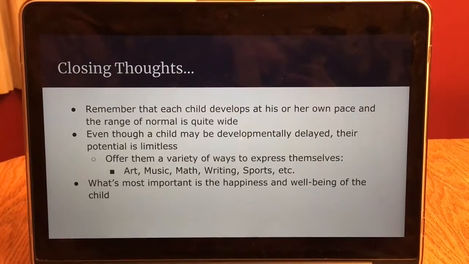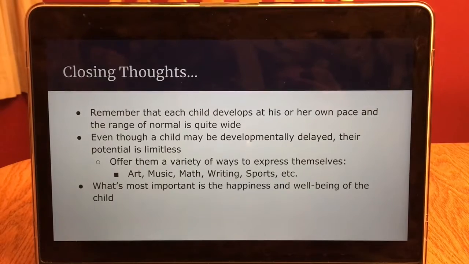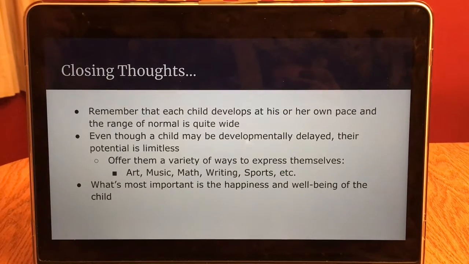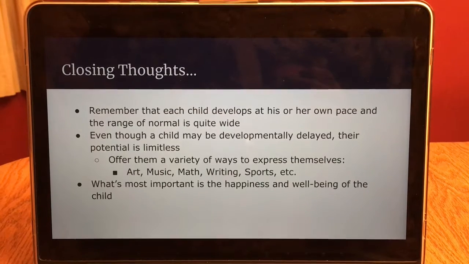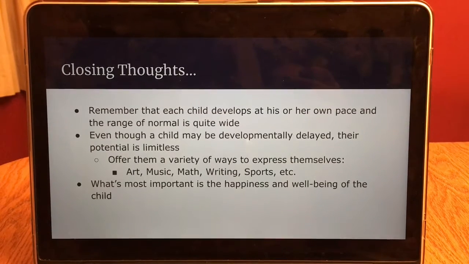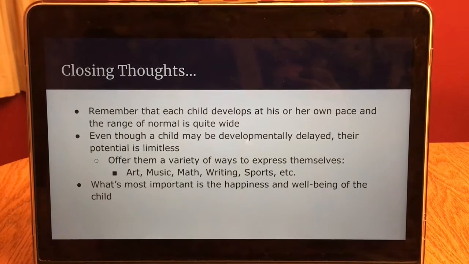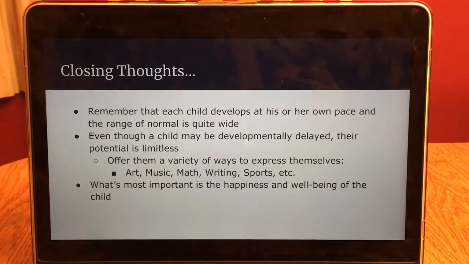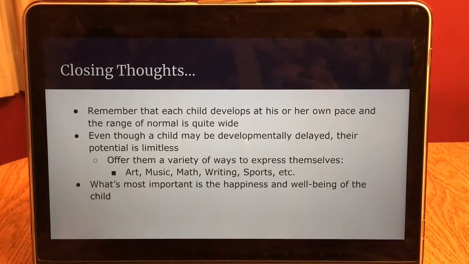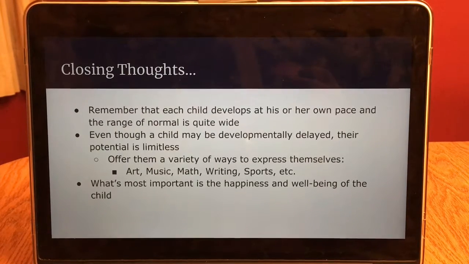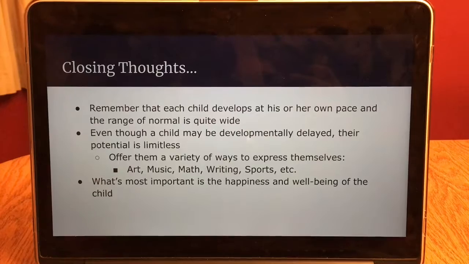Just some closing thoughts. Remember that each child develops at his or her own pace, and the range of normal is quite wide. So even though those red flags are there, and you should contact your doctor if you see them, just know that some kids don't walk at the same time. Some of them could take a little bit longer, some do it faster. It's totally normal for the most part. It's just when it starts getting excessively out of that range that you should contact your doctor and make sure everything's okay. Even though a child may be developmentally delayed, their potential is still limitless.